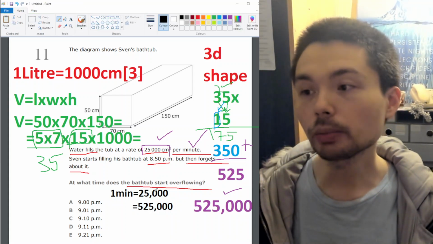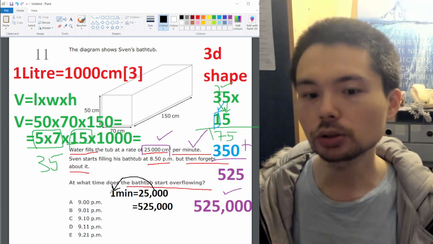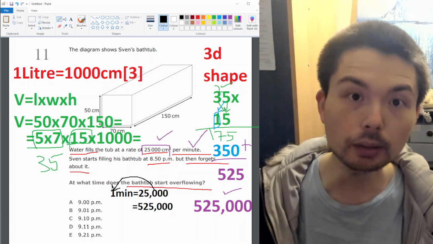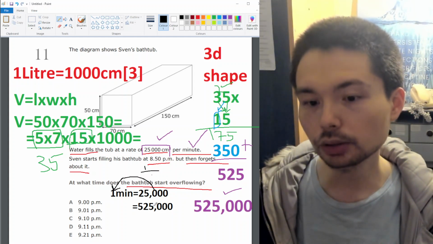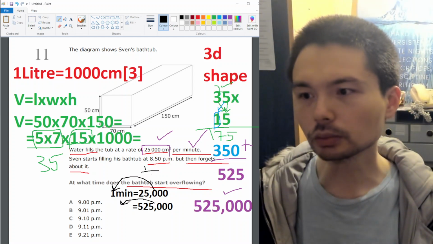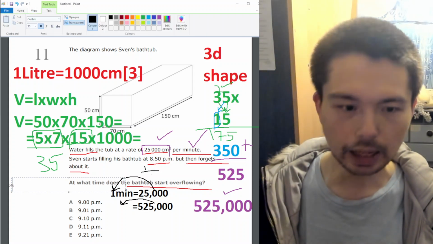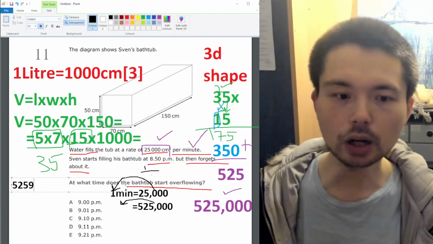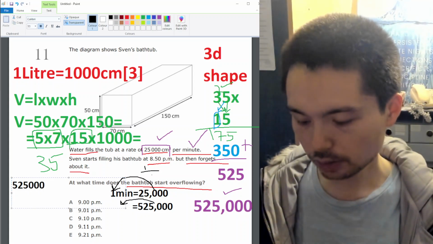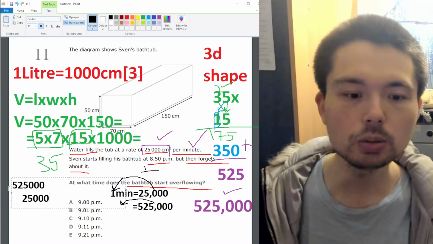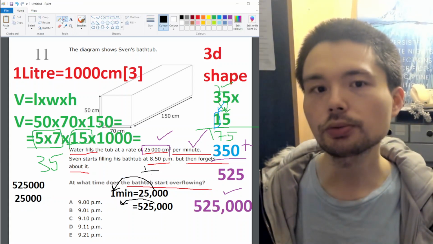If you're one of my students, I say this all the time. How do we go from 25,000 to 1? Well, the number is getting smaller, so we divide by 25,000. Do the same thing here. Now let's just write that as a fraction. As a fraction, 525000 over 25000. Now, why has William written it as a fraction?